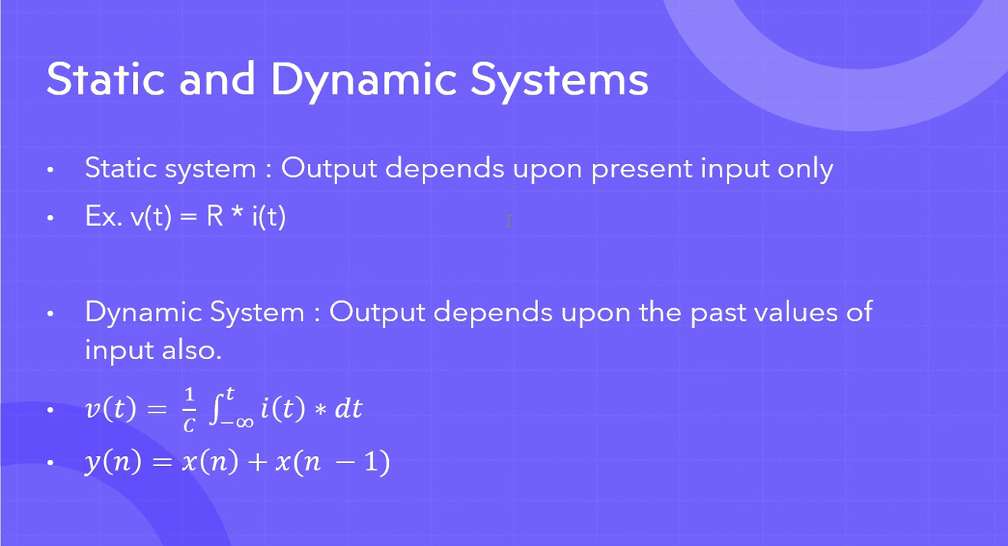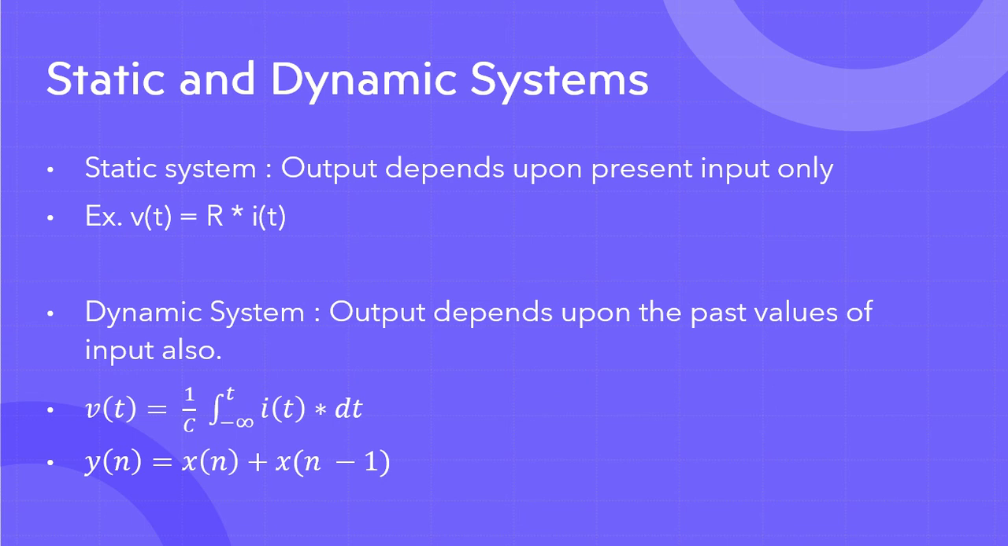So first is the static and dynamic property of a system. Firstly, let's see what is a static system. Let's discuss it for a continuous time system first. Any continuous time system is said to be a static system if its output depends upon the present input only. If the output of my system depends on the present input only, then my system is called a static system. Now how do you ask?